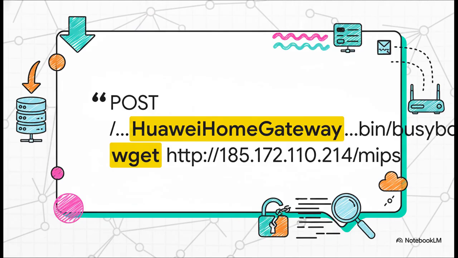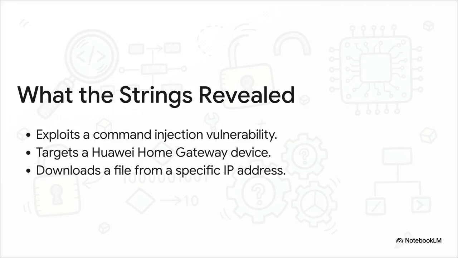Check this out. This single line of text was pulled directly from that malware file. We haven't even looked at a single line of code yet, but we can already see what it's trying to do. It's clearly putting together an HTTP post request. So, just by following these little text breadcrumbs, we've figured out its target, a Huawei home gateway.